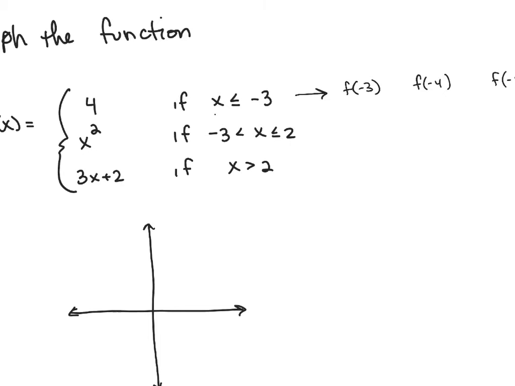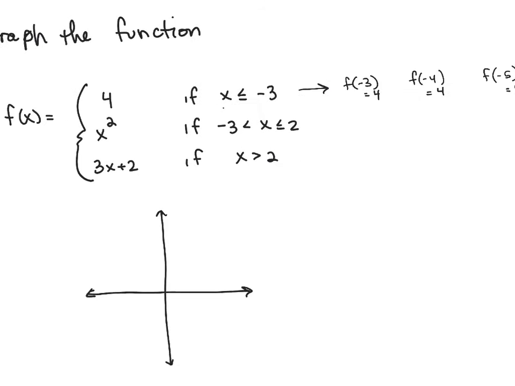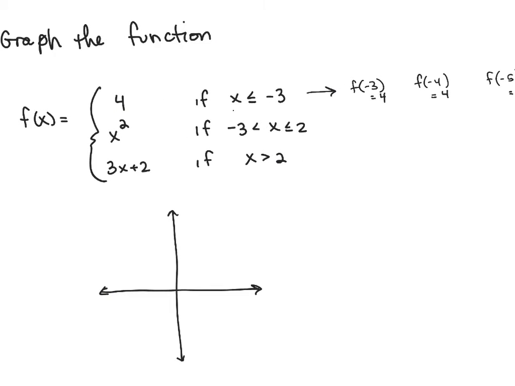So if I plug in a -3, I'm going to get 4. If I plug in a -4, I'm going to get 4. If I plug in a -5, I'm going to get 4. I'm always going to get 4 as the output. Now, since this was the boundary number, I'm going to decide if that's an open circle or a closed circle, and because it's less than or equal to, it's a closed circle.